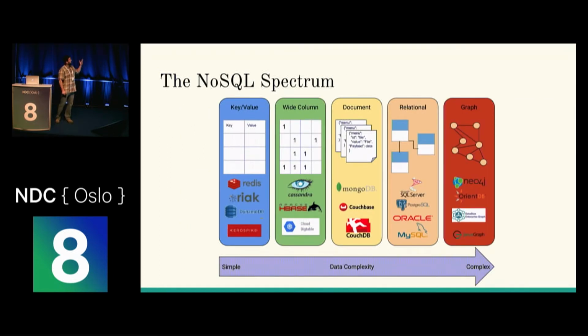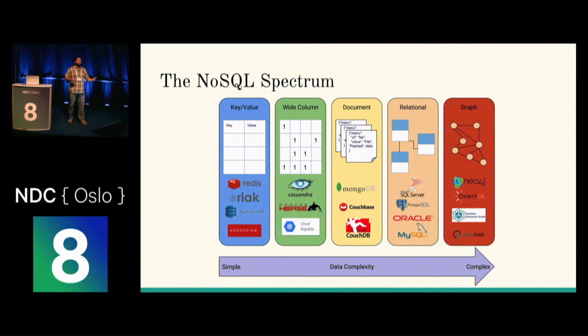So when you look at what I think of as the NoSQL spectrum, you go from the data complexity of being the most simple to the most complex. And the complexity really comes down to how data is related to one another. In the simplest end, you have a key value store. This is your Redis, your Riak, your DynamoDB, your Aerospike. It's basically where your data has no relation other than to itself.